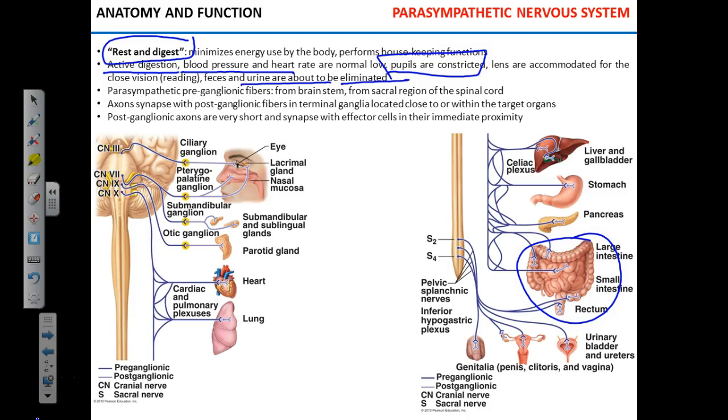So where do they originate, those fibers, the parasympathetic fibers? Brainstem and sacral region of the spinal cord. There are 4 cranial nerves that carry parasympathetic fibers. It's oculomotor, facial, glossopharyngeal, and vagus. We'll talk about each of them separately. Okay?